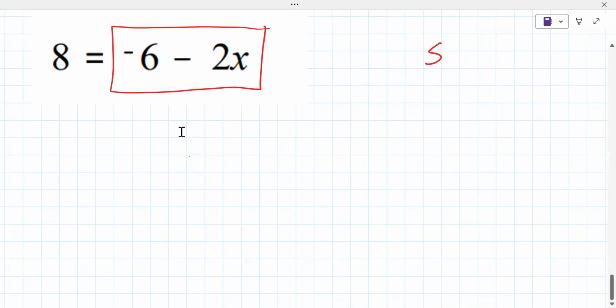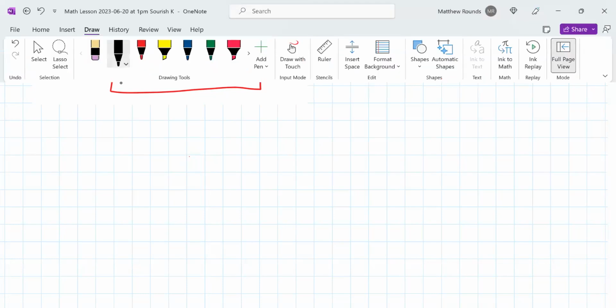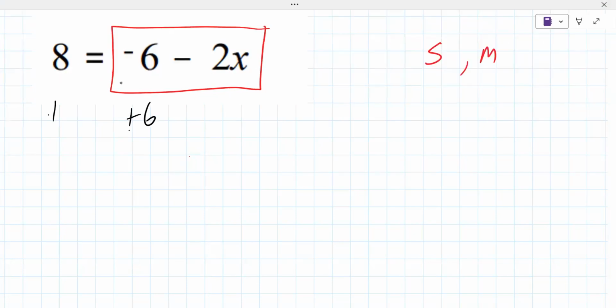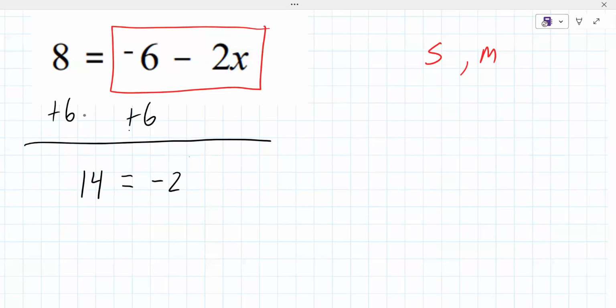You have to add 6 to 8. Okay. So we're going to clarify that. Yes. 6 is being subtracted. This over here is multiplying x. It's negative 2 times x. So first of all, you need to add 6 to 8. You undo subtraction with addition. 8 plus 6 is 14 equals negative 2x.